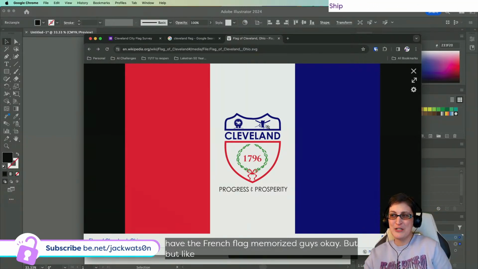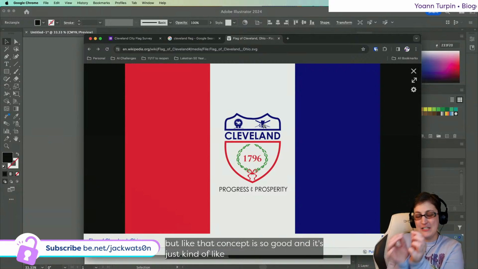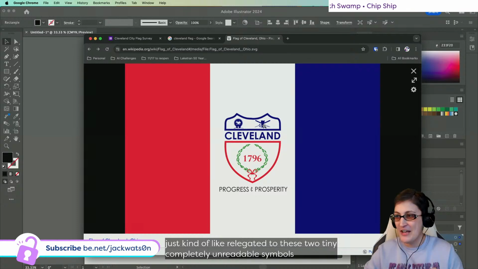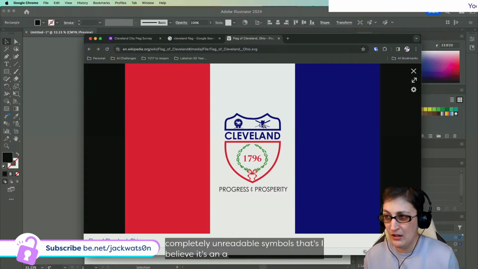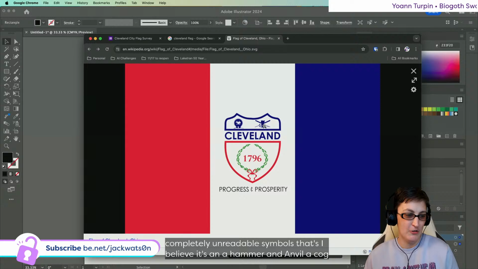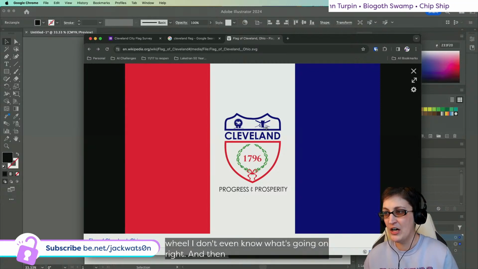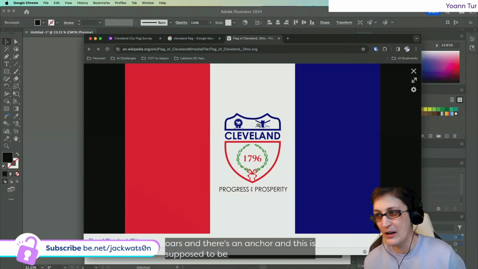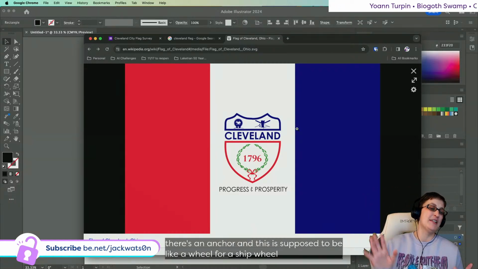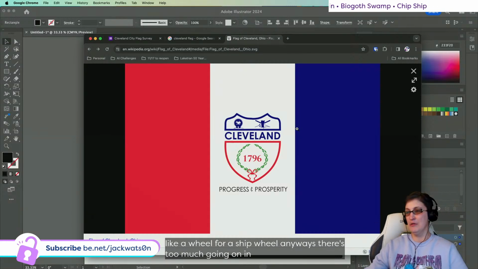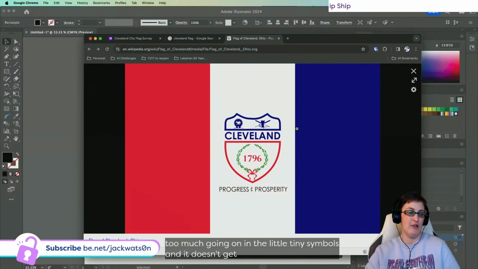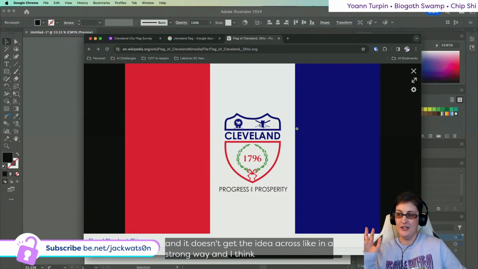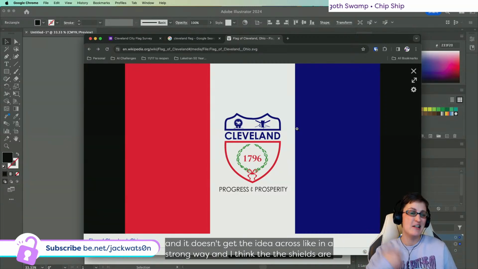But that concept is so good, and it's just relegated to these two tiny, completely unreadable symbols. I believe it's a hammer, an anvil, a cogwheel. I don't even know what's going on, right? And then over here we've got these oars, and there's an anchor. And this is supposed to be a wheel, a ship wheel. Anyways, there's too much going on in the little tiny symbols, and it doesn't get the idea across in a strong way. And I think the shield's unnecessary, text unnecessary.